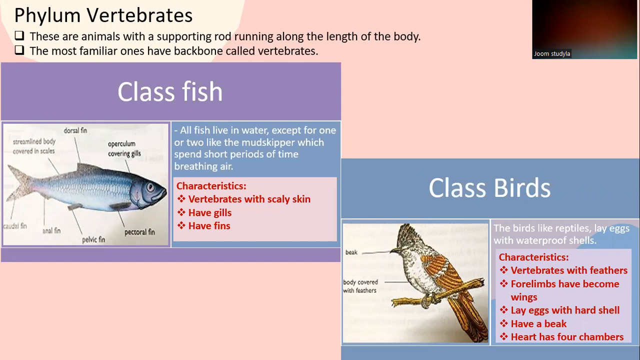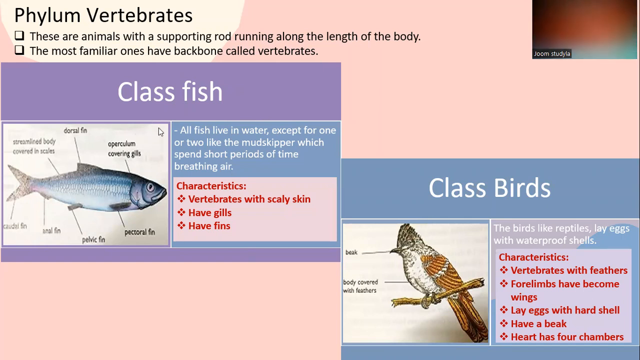And the characteristic is vertebrate with scaly skin, have gills, have fins. If you can see from the diagram of the fish, it consists of a dorsal fin, operculum covering gills, and a streamlined body covered in scales. You also have pectoral fin, pelvic fin, anal fin, and caudal fin. Okay, this is the class fish.